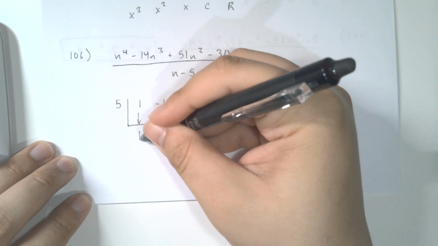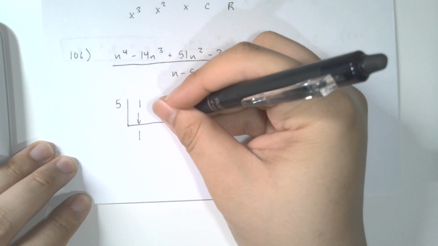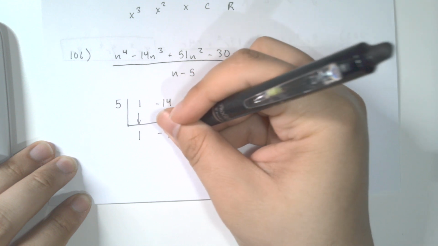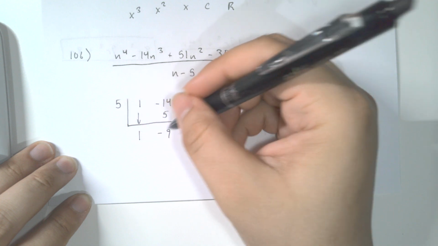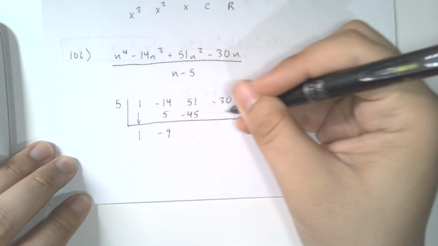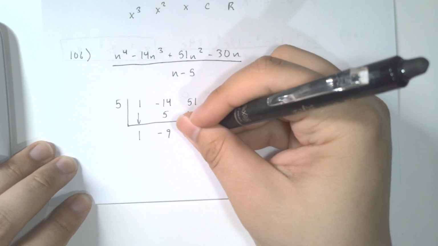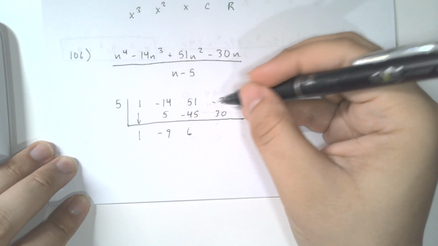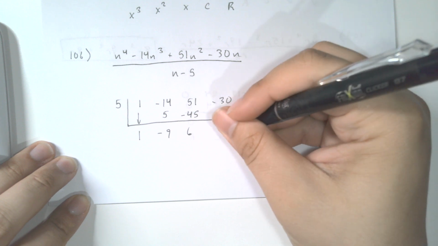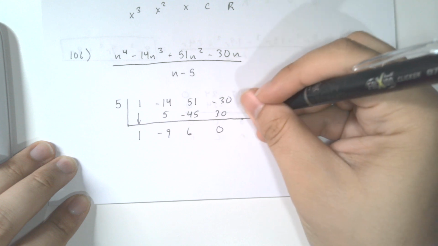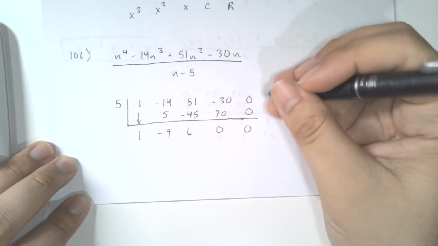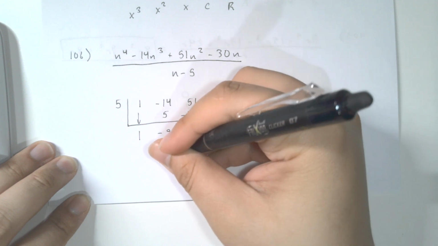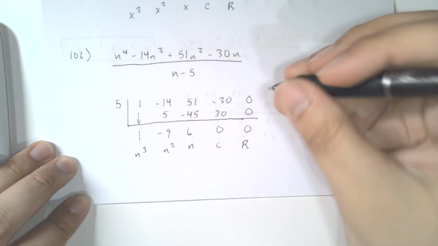Bring down this number, we have a 1. 5 times 1 is 5. Negative 14 plus 5 is negative 9. 5 times negative 9 is negative 45. 51 minus 45 is positive 6. 5 times 6, positive 30. Negative 30 plus 30 is 0. 5 times 0 is 0, and 0 plus 0 is 0. This is our remainder, constant, n squared, and n cubed.